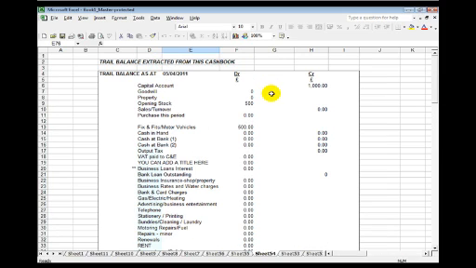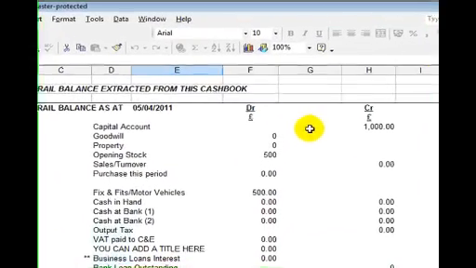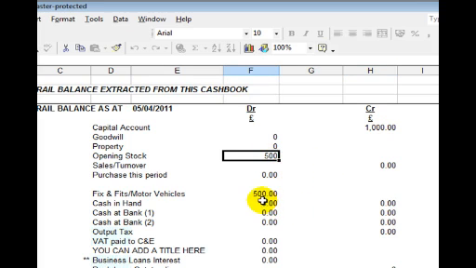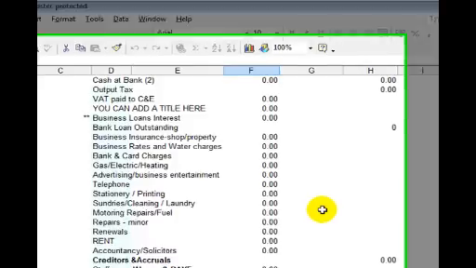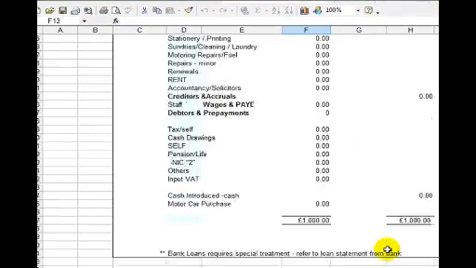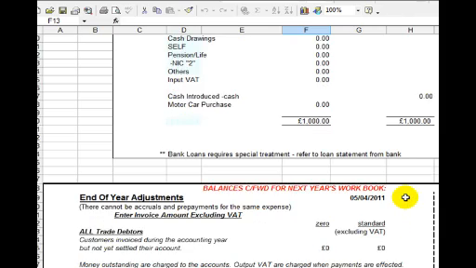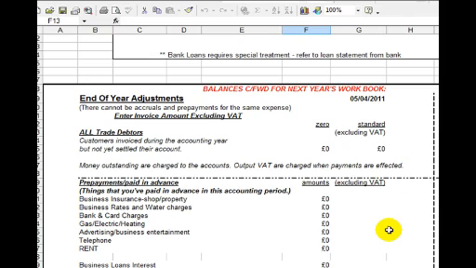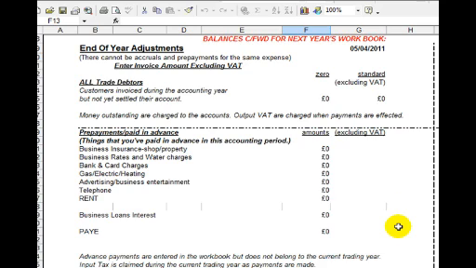I've moved to week 54 now. I moved to week 54 because this is where the trial balance is. As you can see, the capital is £1,000, and the stock and the fixtures and fittings all add up to £1,000 on this side, and obviously it balances. And there's a summary of the adjustments here on week 54. I'll come to that in a minute.